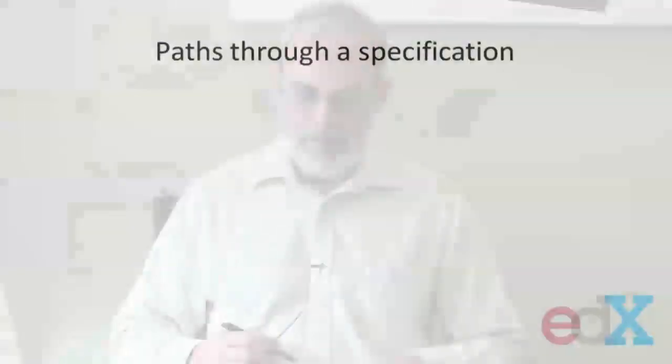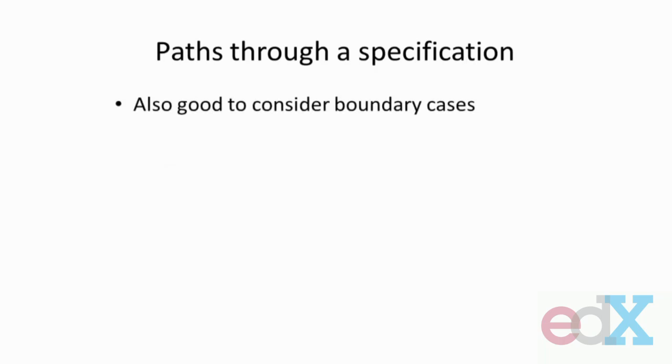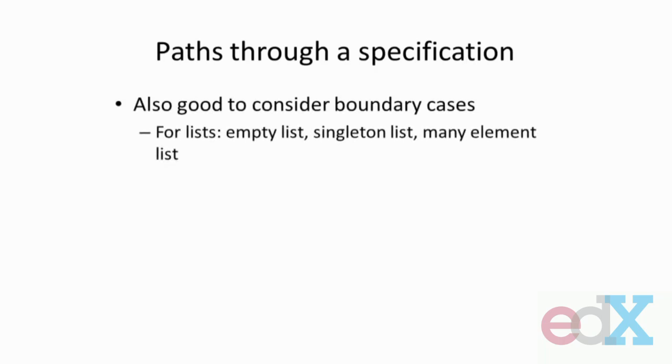Okay, what does that mean? Well, let's think about this. It's often good not only when I'm thinking about paths through the specification to think about just the possible paths, but to think about the boundary cases. As an aside, if I have an input that's a list, what are the boundary cases I might want to think about here? Well, the list could be empty, the list could have one element, or the list could have many elements. Difference between 2, 3, 4, probably not as crucial, but the difference between 0, 1, and many, that's a nice set of boundary conditions to think about.